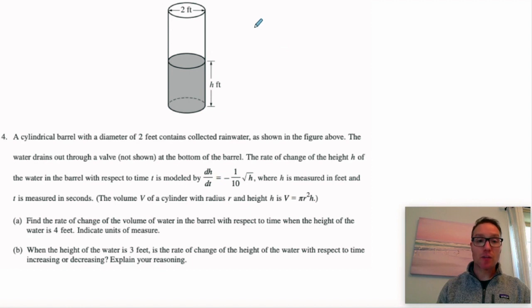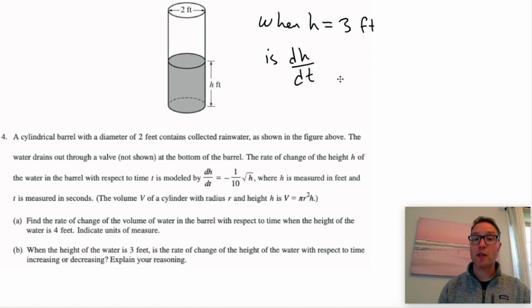Great. Let's take a look at part B. When the height of the water, so this is an instant. The height is not always equal to 3, but when it is, the rate of change of the height, this is mapping out the problem, by the way, so I don't have to read it 100 times, is dH/dt increasing or decreasing? How do you tell if a function increases or decreases? You look at its derivative. So I have to look at the derivative of dH/dt, the derivative of the derivative, the second derivative.